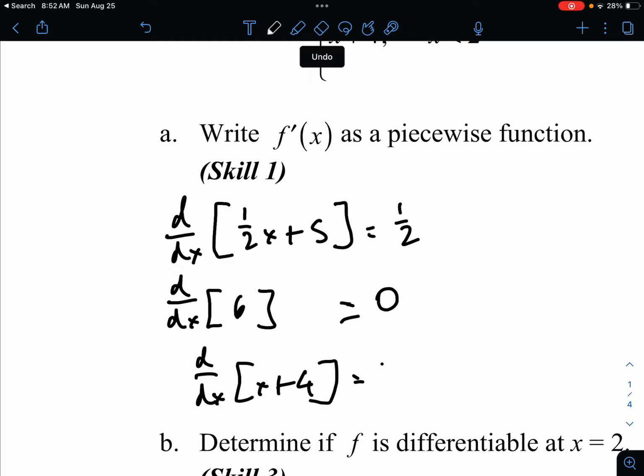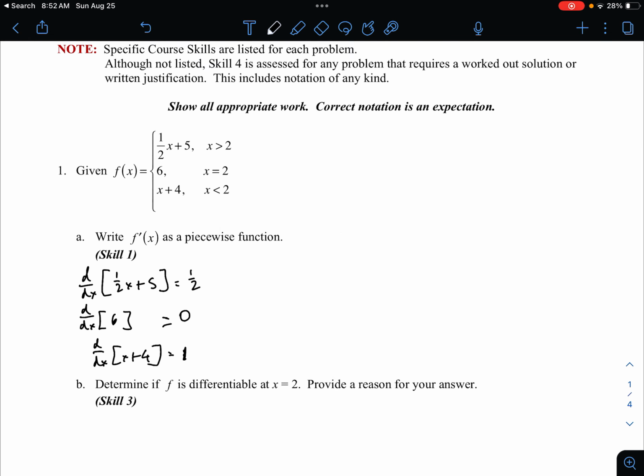Sorry about that. I have a really cheap knockoff Apple Pencil, so it gets kind of glitchy sometimes.